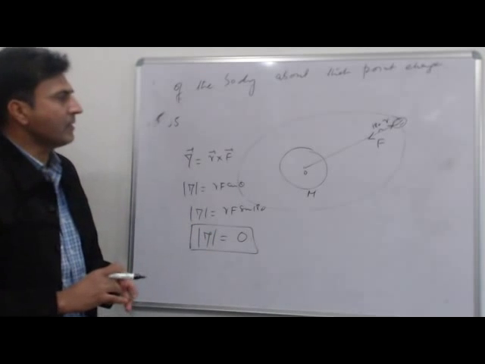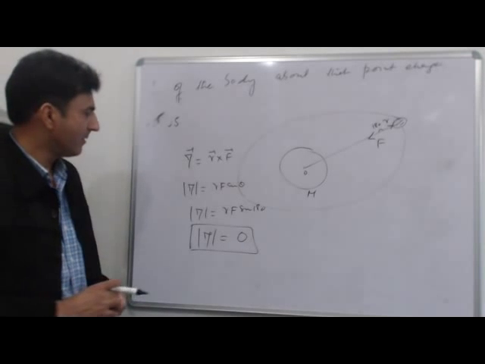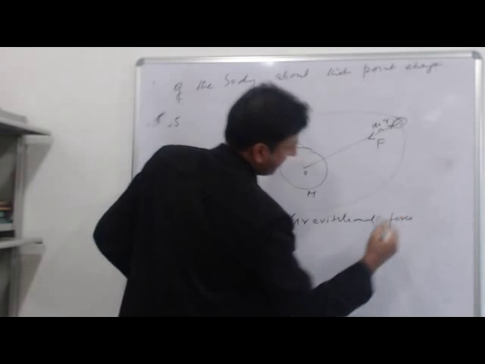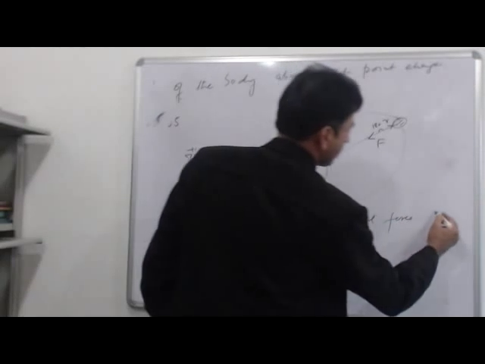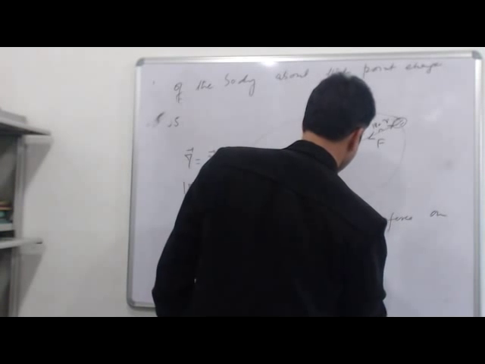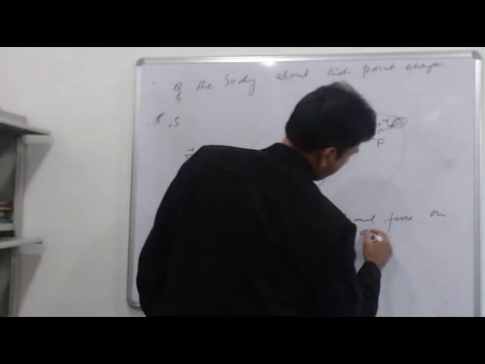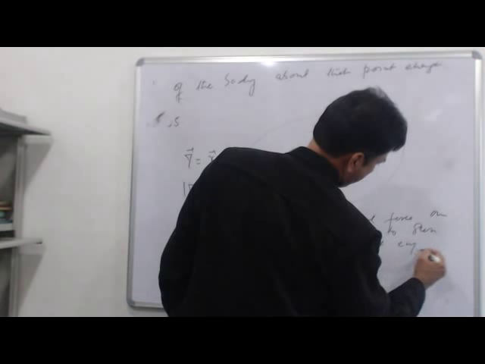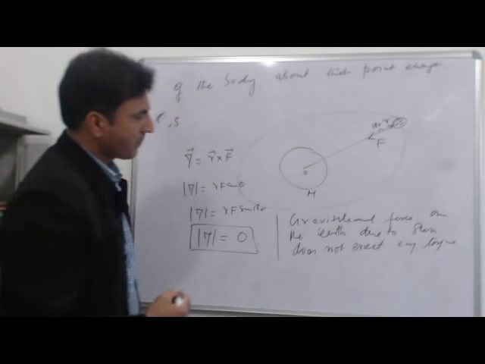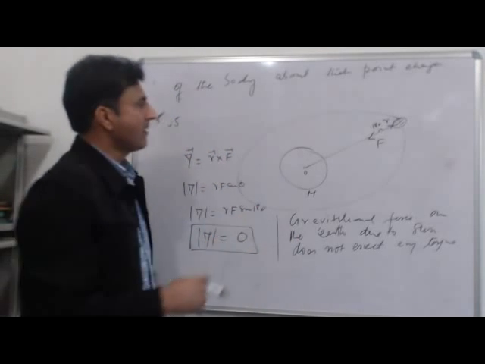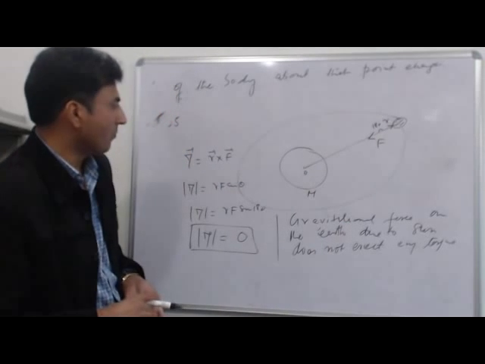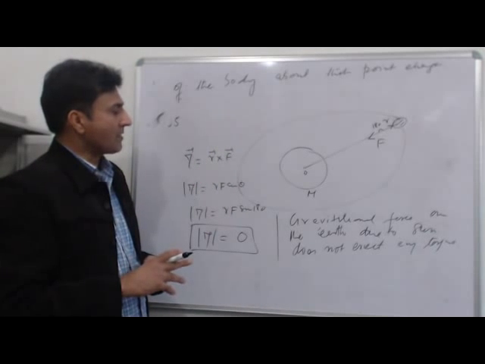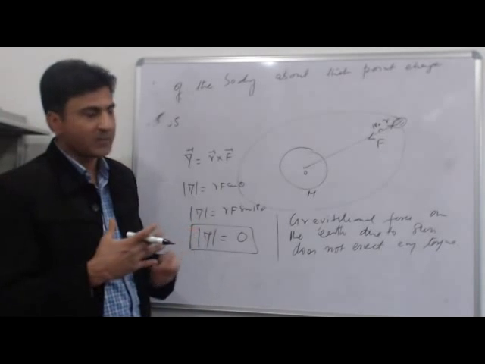So the gravitational force on the Earth due to the sun does not create any torque. This also implies that the angular momentum of Earth about the sun remains constant, which we obviously already know. We always use equations of constant angular momentum of the Earth about the sun. It's only because the torque on the Earth due to the gravitational force of the sun is zero.